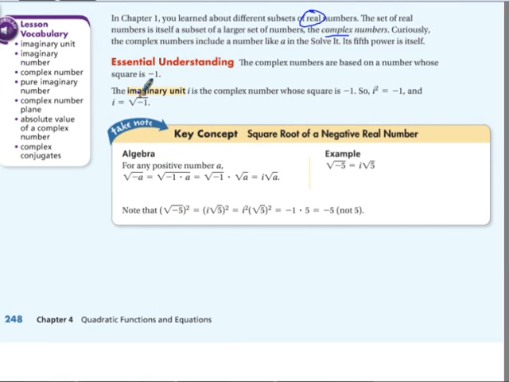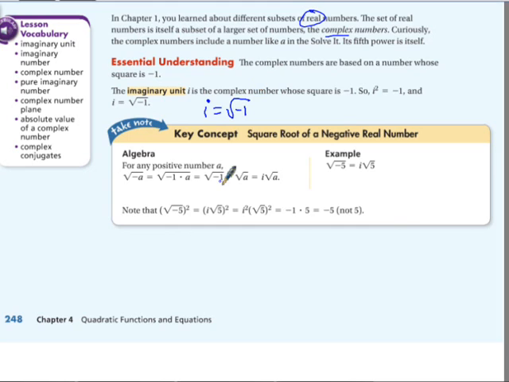The big thing in this unit, the complex numbers are based on a number whose square is -1. There's an imaginary unit, this imaginary number i. i is equal to the square root of -1. Now this should make a little bit of sense to us because we can't take the square root of -1 and get a real number, but we can get an imaginary number. So the i stands for imaginary.